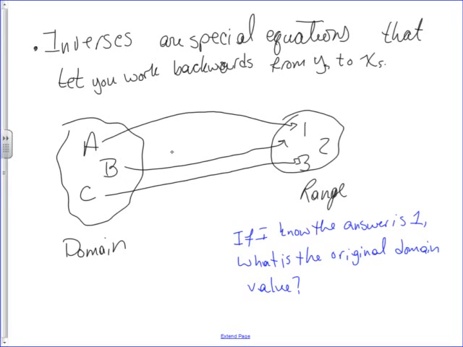So in this case, our function does not have an inverse because if you look at the 1 in the range, it is mapped to both the A and the B from the domain. So this has no inverse, because two items from the domain are matched to the same item in the range. So therefore, we have no inverse.